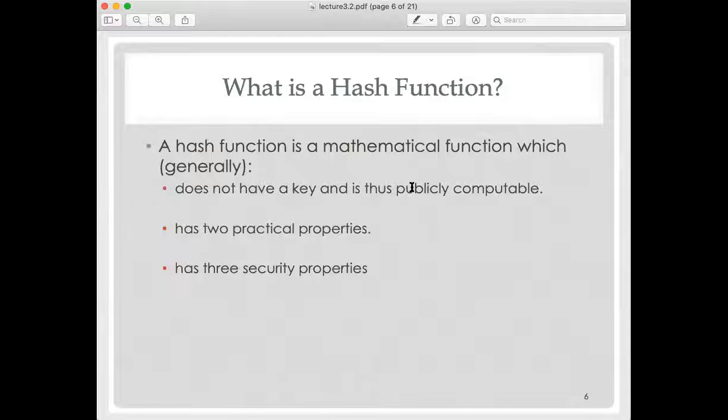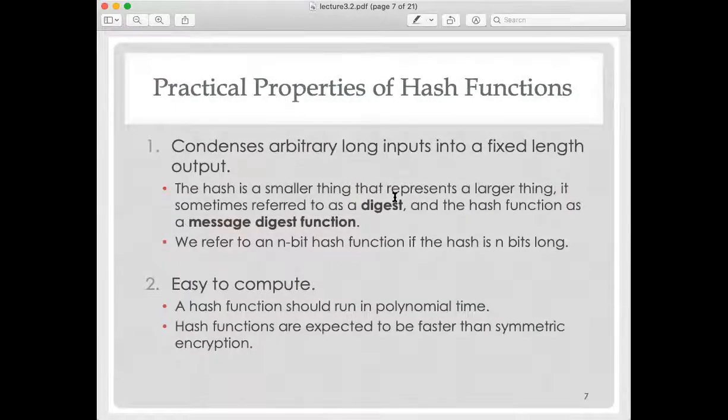الhash functions has three main components. الكومبوننت الأولى, it does not have a key. Right? So a hash function is always, you just give it the input and then you get the output. It has two practical properties and three security properties اللي بنمر عليها. The two practical properties are the following. الأولى إنه it condenses arbitrarily long input into a fixed length of output.